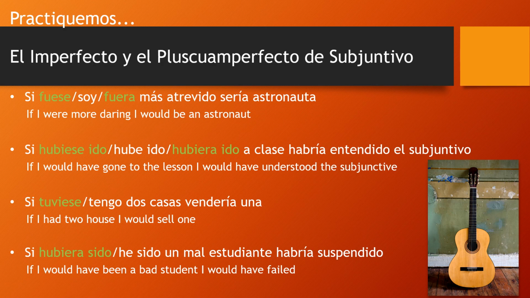So you've got the auxiliary to have. If I would have, that's what it means. Hubiera, would have, and then sido, been. This is the pluperfect subjunctive. I would have failed.